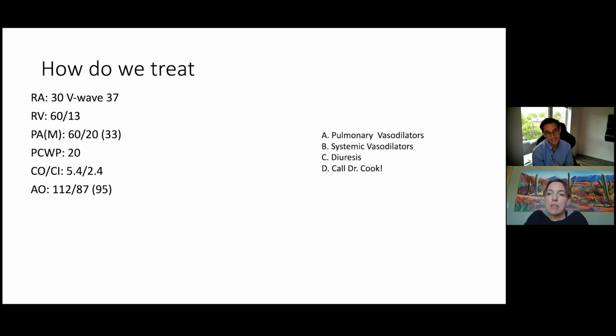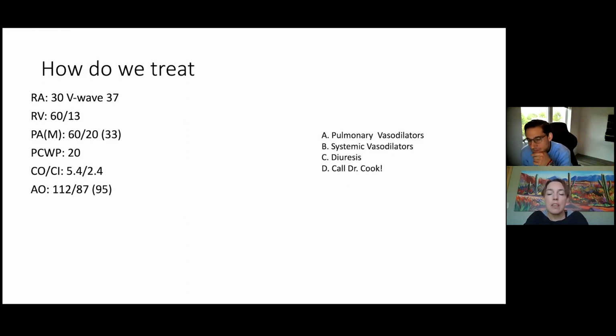And it's like the same as decreasing the afterload in the LV, but on the right side, and this will flood more the LV, I feel, right?